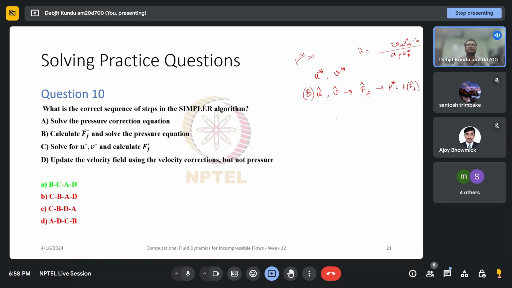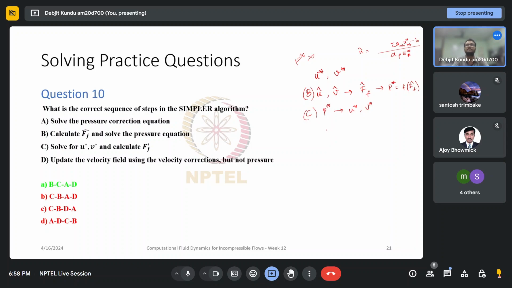Then we solve for U star and V star. Once we have found out the P star, that gives us a new set of U star and V star. This is the additional pressure equation which we spoke about earlier. So this is step C.